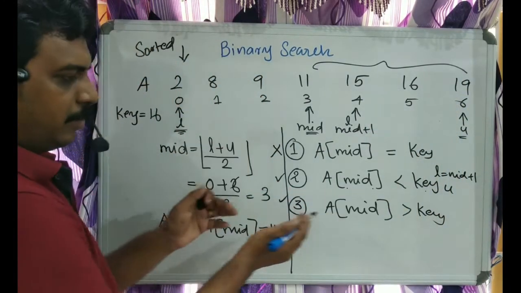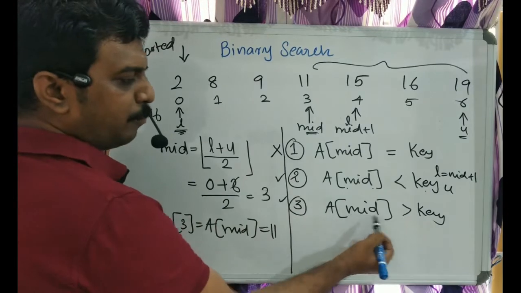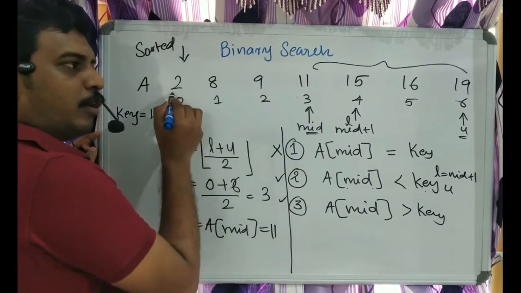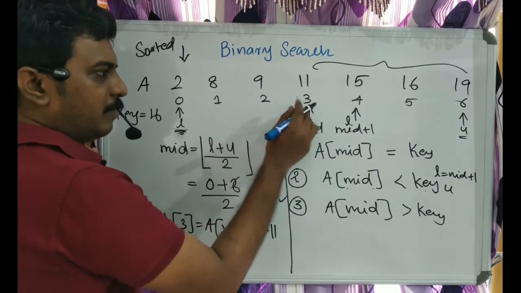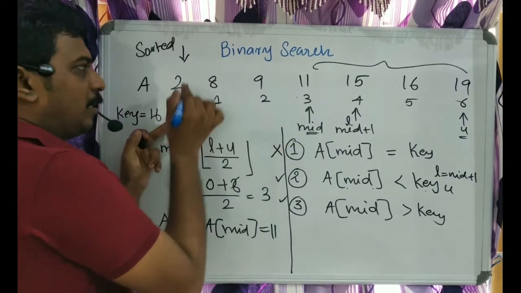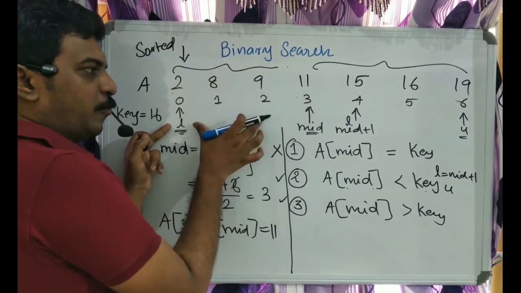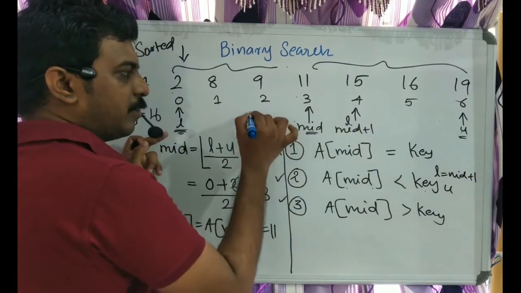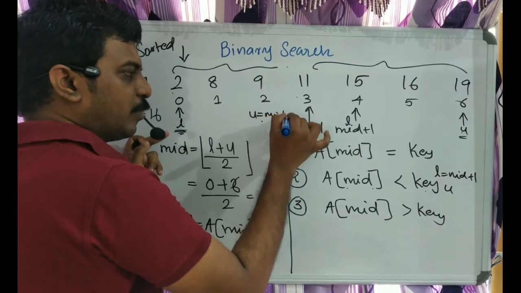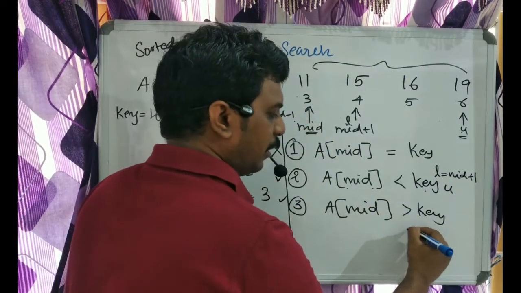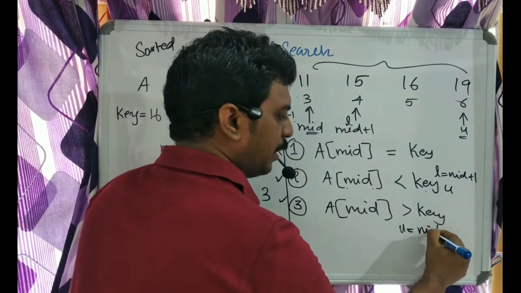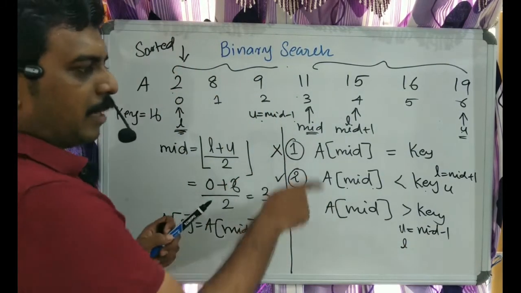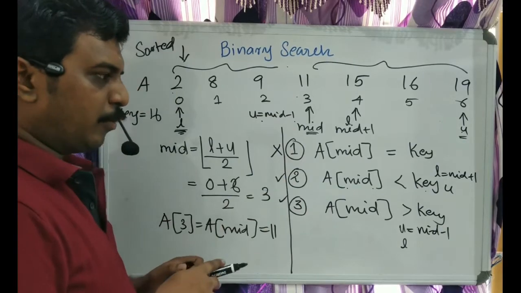Okay, and just assume that A of mid is greater than key, which means that the key element is less than the middle value, either 8 or 2. In that case, this is the lower bound, and this is the array we have to search. So we will change the upper index. U is nothing but mid minus 1. So I'll take U equal to mid minus 1 and L will remain the same in this case.